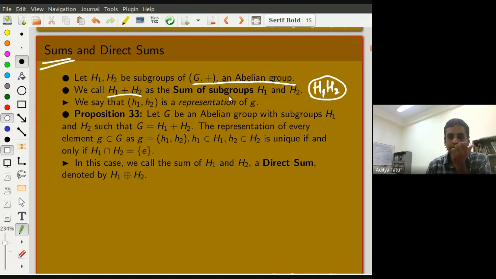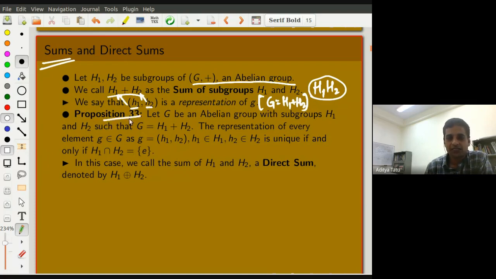And then if G is equal to H1 plus H2, then every element g can be represented as a sum of two elements, h1 from the subgroup H1 and h2 from the subgroup H2. And we can say that h1, h2 is a representation of g. I'm going a little fast simply because we have done all this. In case you have doubts, please stop me.